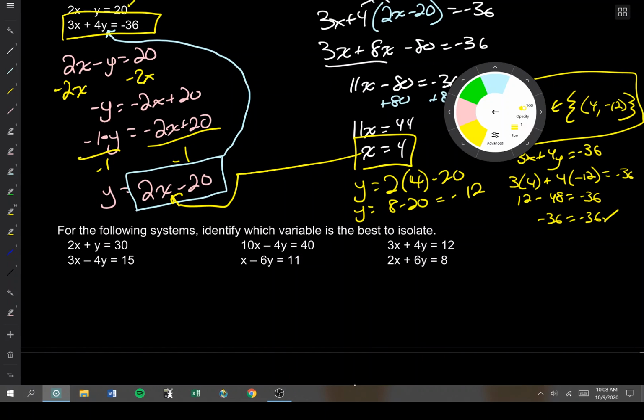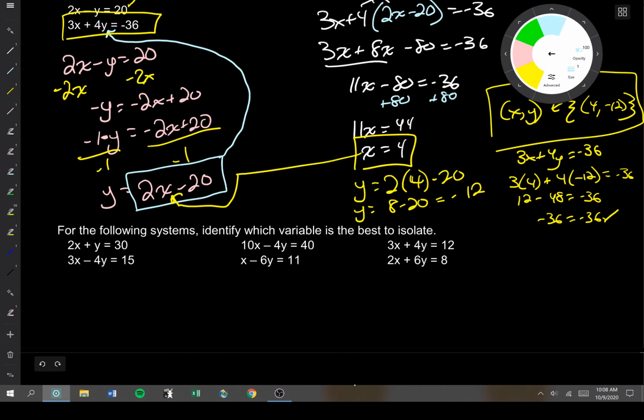These three we're not actually going to solve for, but I do want us to discuss which variable we should isolate first. Okay, so take a look at these three systems. I'll call them systems 1, 2, and 3. See if you can identify which variable is the best one to isolate in each system. Pause it, take a minute, choose.